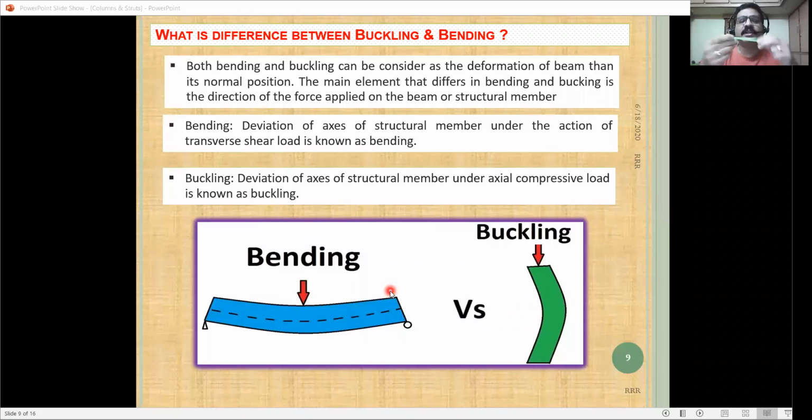We have to visualize, right? That's why I always try to show the visualization. At the end of the day, we learn from visualization. Do any students have a doubt between bending and buckling?